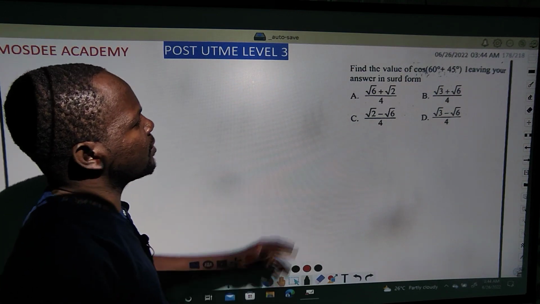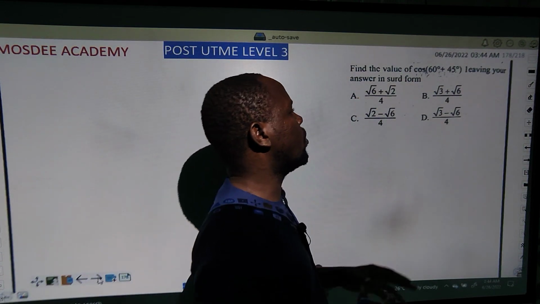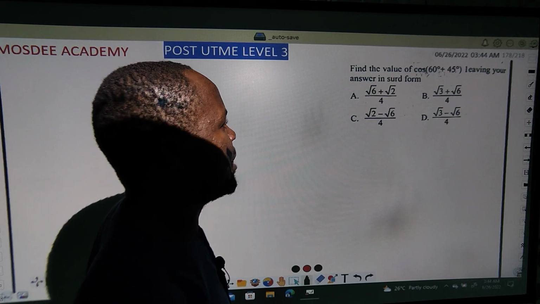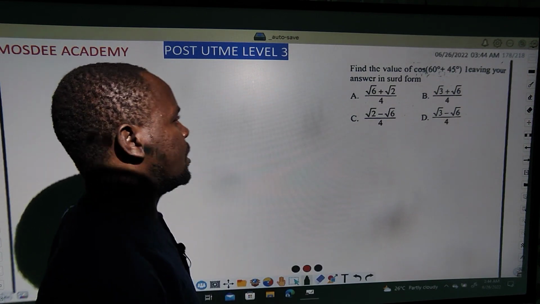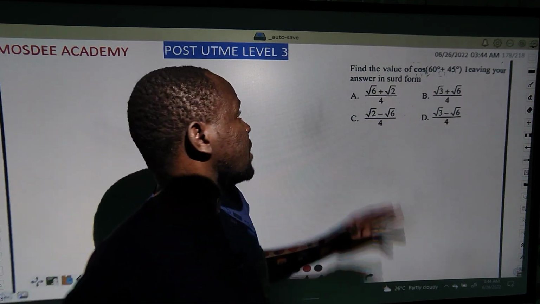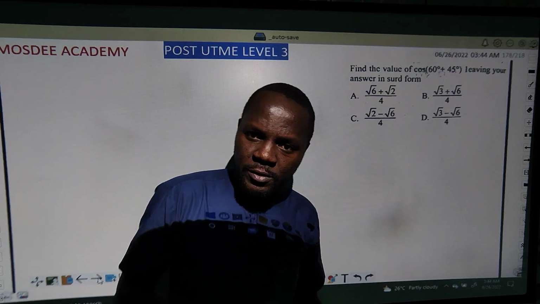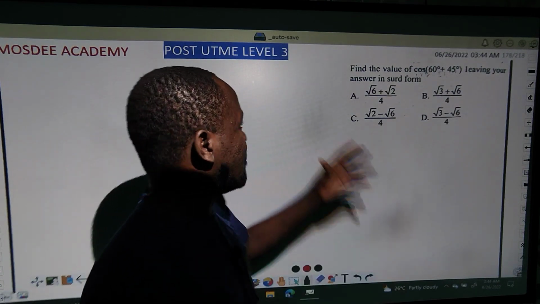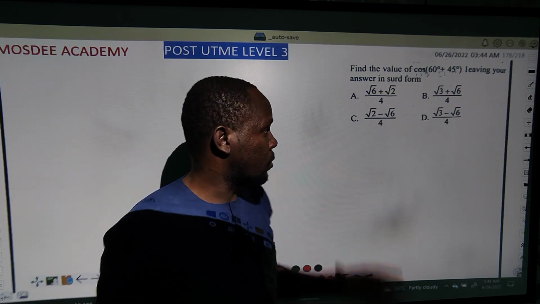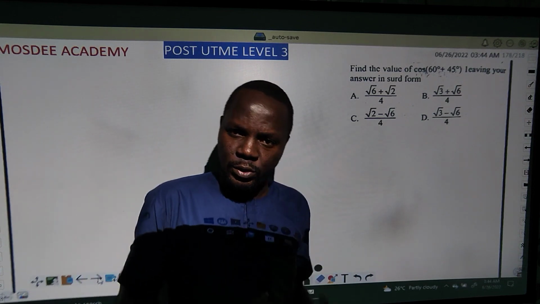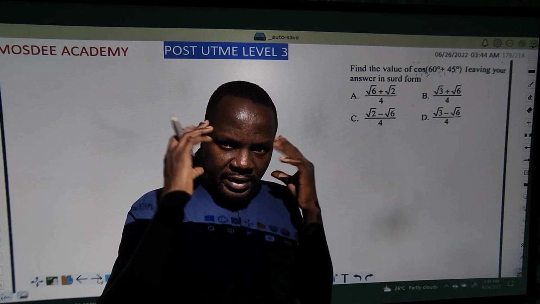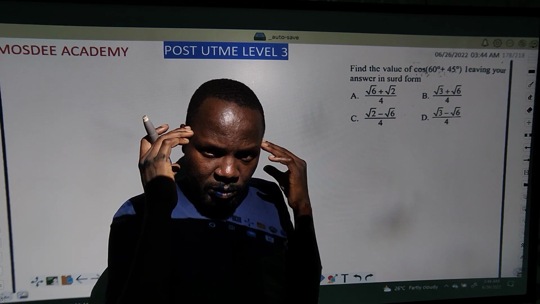Now the next question is the second question. Find the value of cos 60 plus 45, leaving your answer in surd form. Now this tells you on the concept. We said we are taking you from 0 to hero. Now you're at level 3 of 5. So expect something not difficult and not too easy. So it's just testing your knowledge-based question.